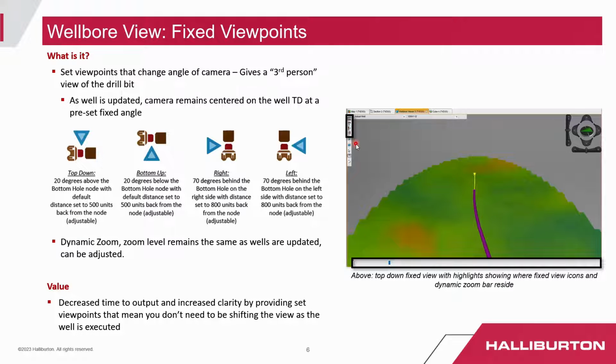First, we have a series of fixed viewpoints available in this view in the top left-hand corner of the toolbar. We have a top-down view, a bottom-up view, and a left and right view. These views control the angle of the camera relative to the TD positioning. So, for example, the default is the top-down view here. We're looking down on this view at a 20 degrees angle at a distance that can be dynamically updated. You can use the scroll wheel in and out, or we have a bar here that updates dynamic zoom.